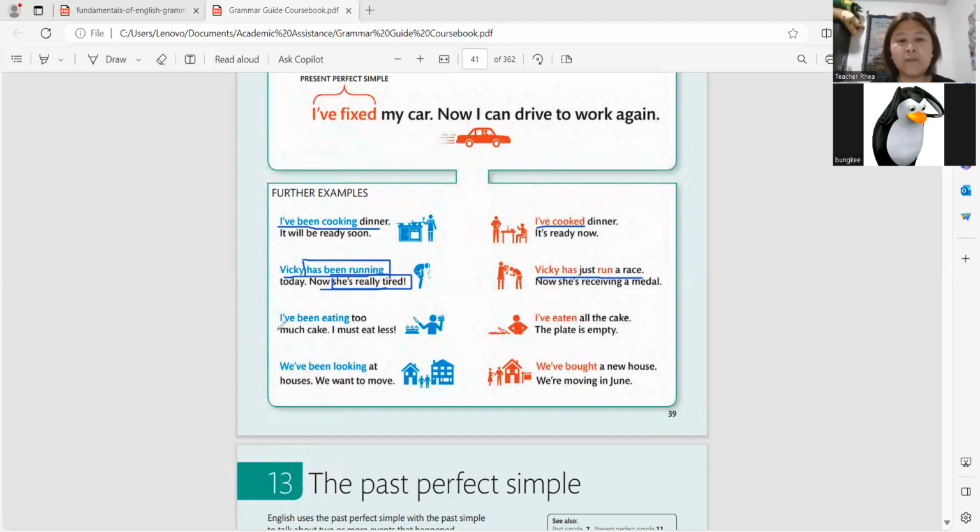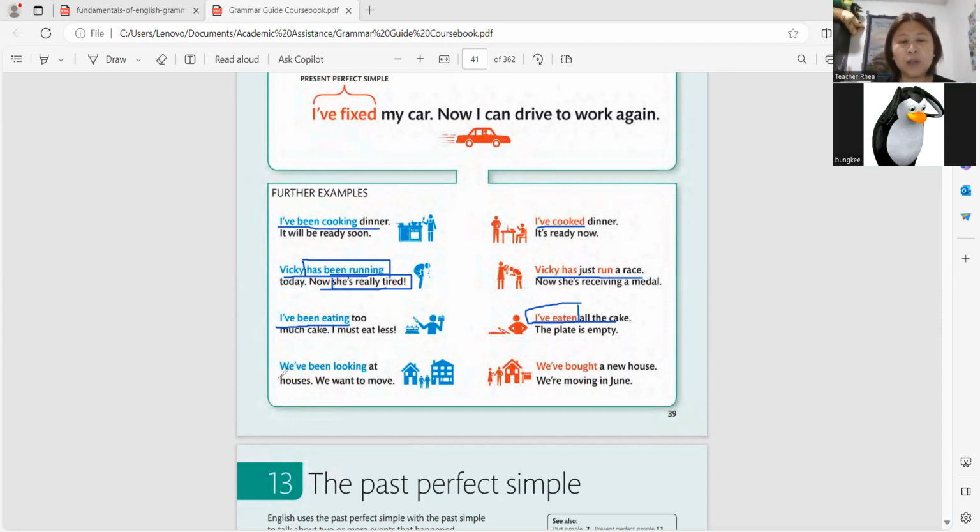Next example is I've been eating too much cake. I must eat less. In this example, you have been eating in the past and still continue eating the cake at the moment. Next is I've eaten all the cake. So that means you have already eaten. The task is already completed, but there is no specific time that you finished the activity or the event.